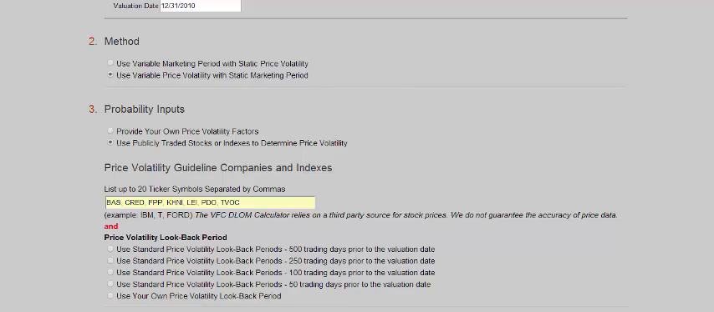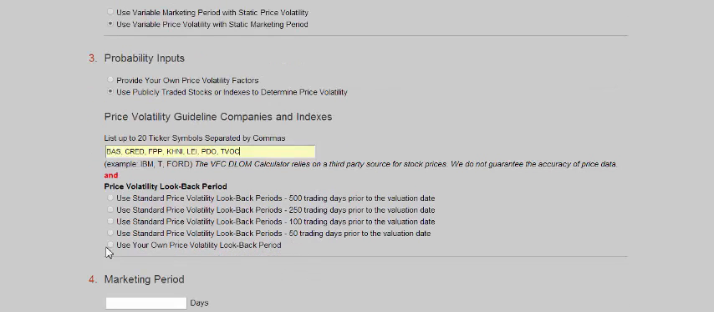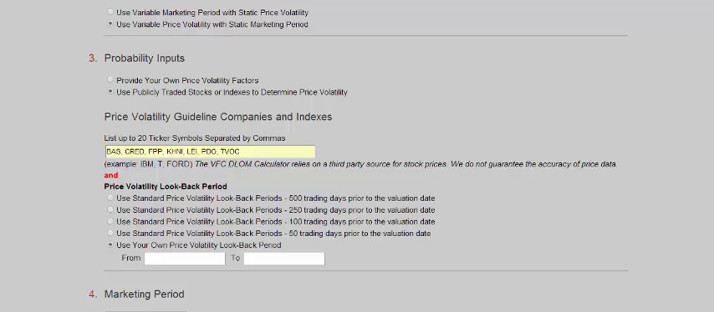The VFC DLOM calculator will obtain the price history of the specified ticker symbols and compute their price volatilities for the 50, 100, 250, and 500 trading days prior to the valuation date, which again in this example is December 31, 2010. Or by selecting the fifth radio button, users can enter a specific date range. To continue our example, I'm going to select the 500 trading day option.